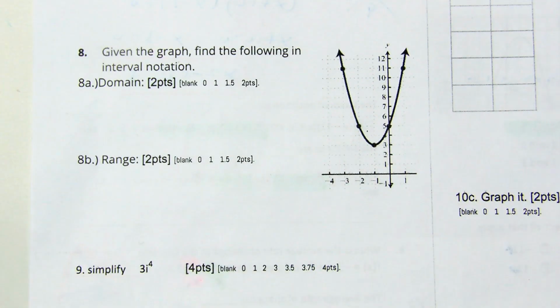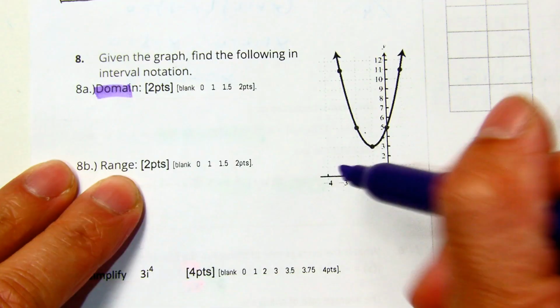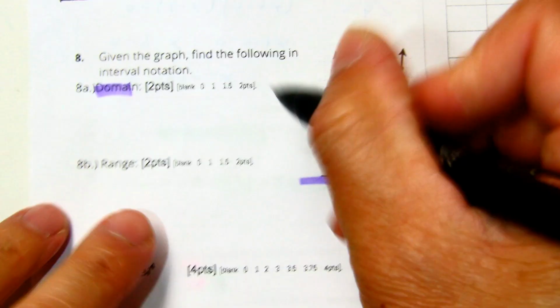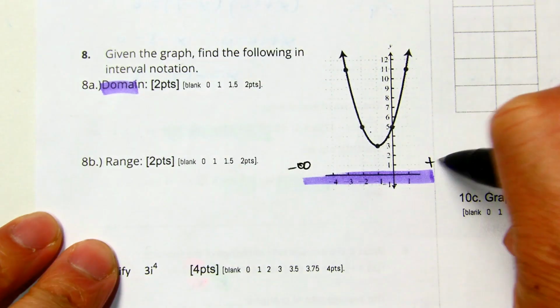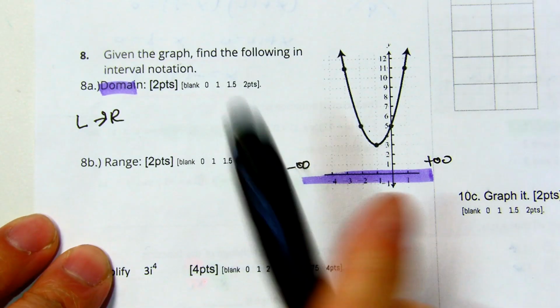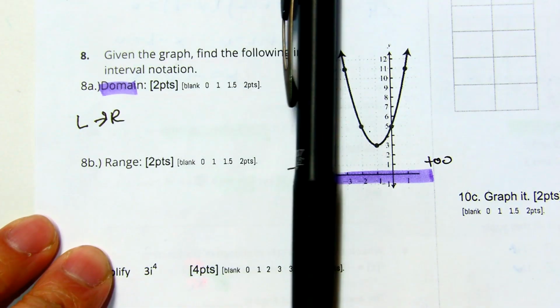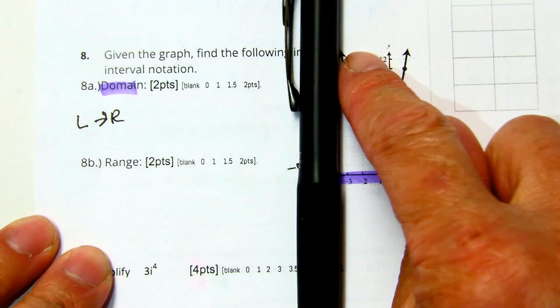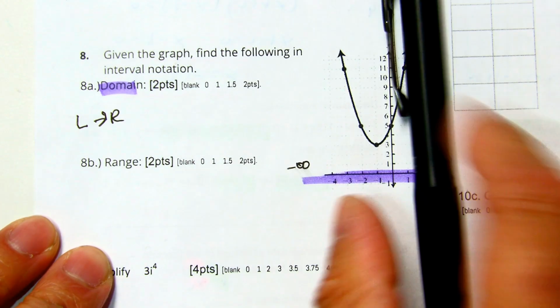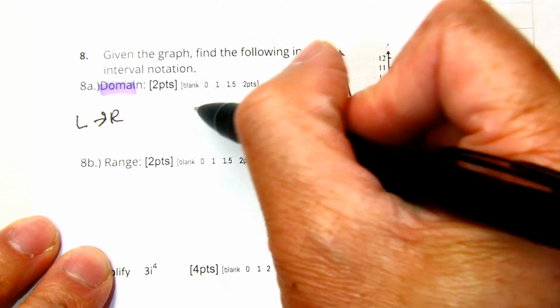Question number 8. Domain refers to the x-axis. I'm going to write some information out here that might be super helpful. These are negative numbers, positive numbers. We're going to go left to right. So I start over here. Doesn't matter if it's up or down, you're just looking for an arrow. Anytime you have an arrow, that would be negative infinity. Arrow again, in this case that would be positive infinity. They're always in parentheses.